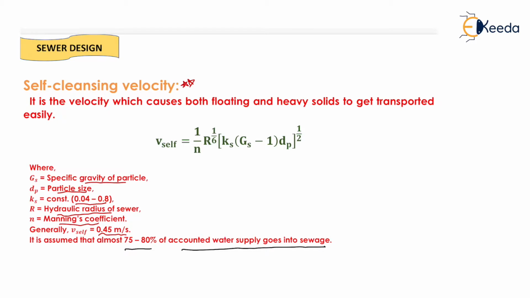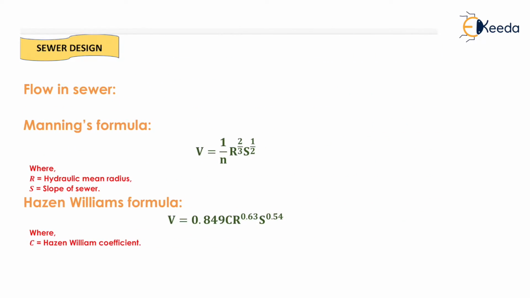Now we can move to the next parameter, that is the flow in sewer. Now we want to calculate the flow in sewer. For the flow calculation in sewer, we have two formulas, such as Manning's formula and Hazen-Williams formula. Manning's formula gives the velocity of flow in sewer equal to 1/n × R^(2/3) × S^(1/2), where R is the hydraulic mean radius and S is the slope of sewer, and we all know that n is the Manning's coefficient.